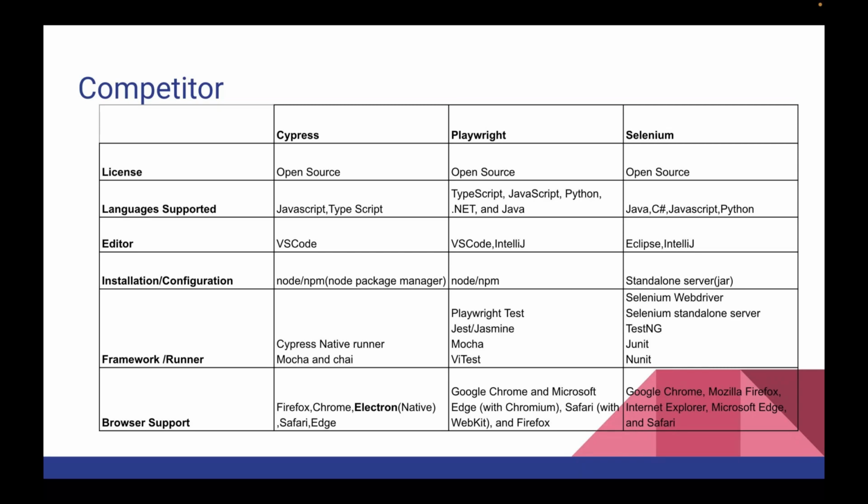So you can see Cypress has a native runner actually. When I say native runner, it doesn't need any external source to run it. It has its own runner which is built upon Mocha and Chai. And Playwright has something called Playwright Test, plus Jasmine, Mocha, and Vitest. These are different ways to run it, depending upon the language. And Selenium, we have Selenium WebDriver, Selenium standalone server, TestNG, JUnit, and NUnit.